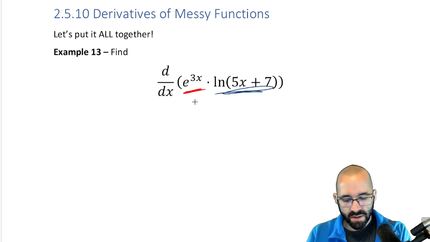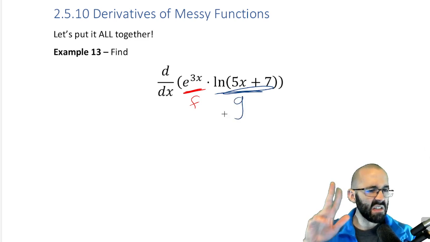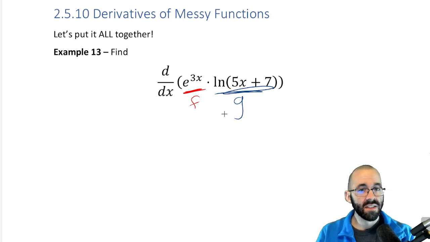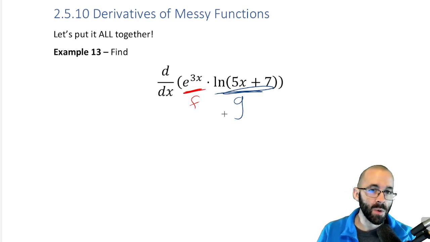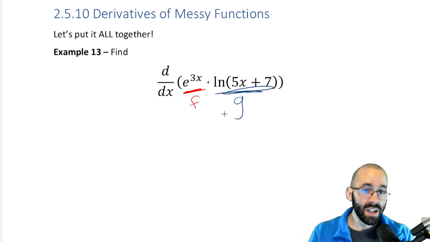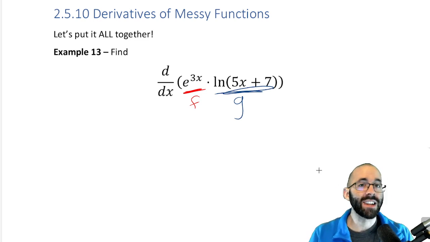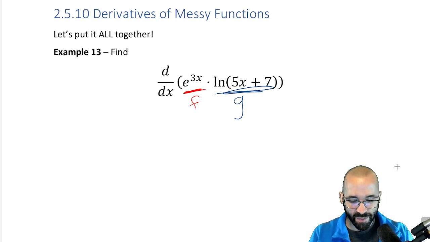times another function. Call this g and this f. Flip the order of what I said. And yeah, we'll use the product rule. Now, notice that to find f prime, we need the chain rule. To find g prime, we need the chain rule. So we're going to have two chain rules before we even get started with the product rule.